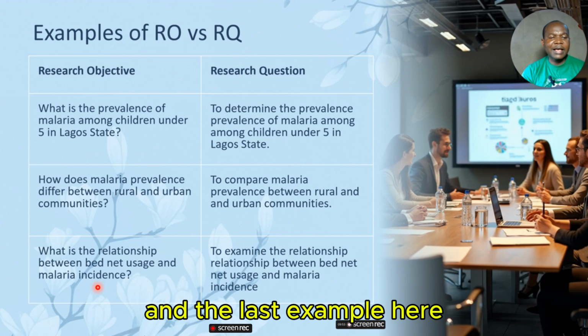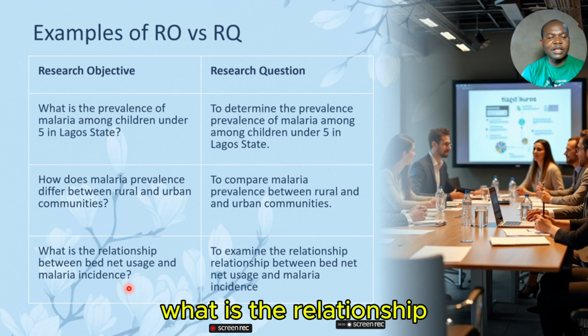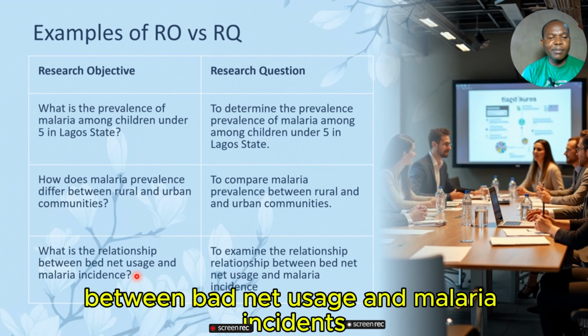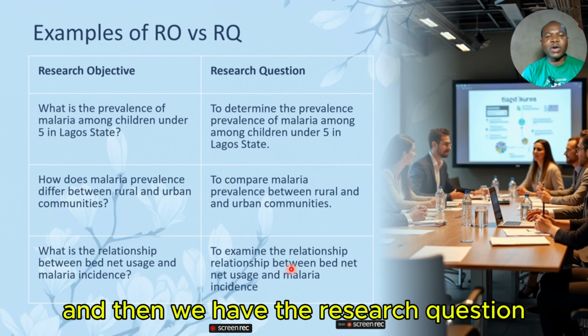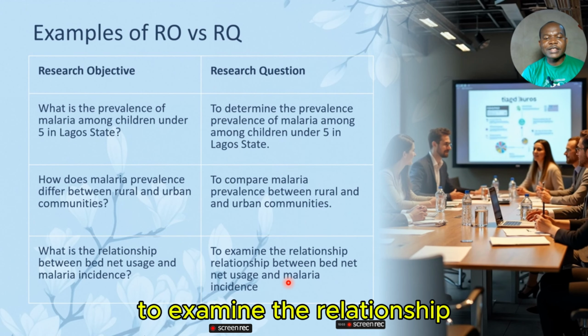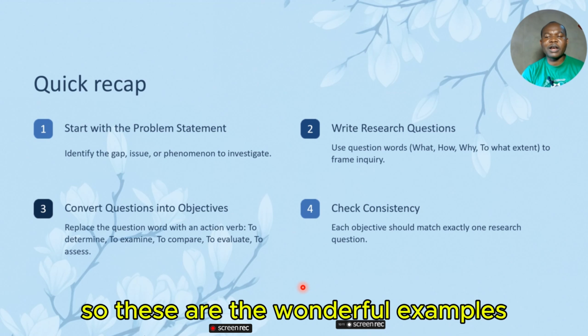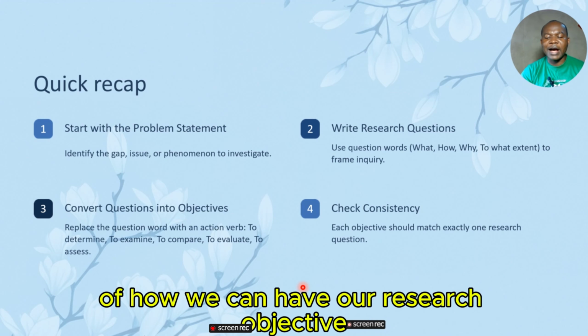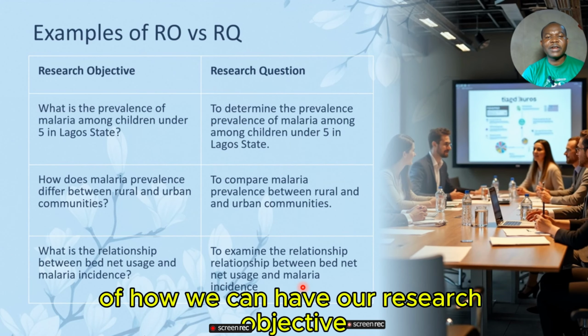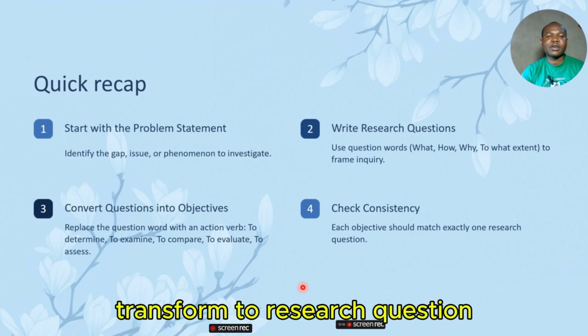And the last example here, what is the relationship between bed net usage and malaria incidence? And then we have the research objective to examine the relationship between bed net usage and malaria incidence. So these are wonderful examples of how we can transform our research question to research objective.